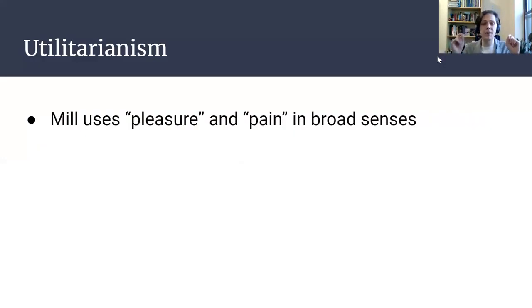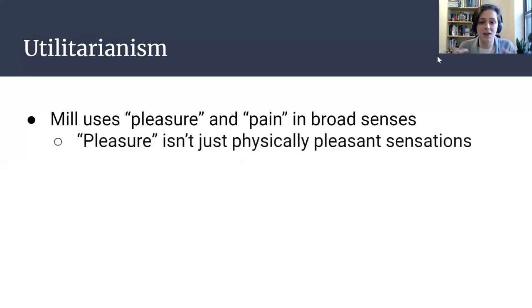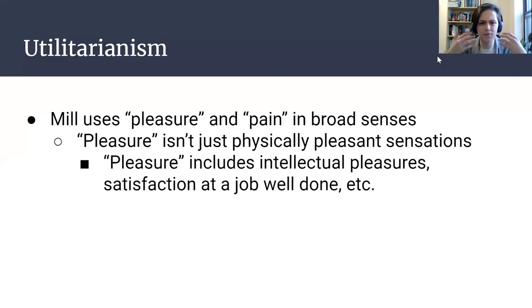And just to be clear, pleasure and pain here are very broad. Mill uses pleasure and pain in very broad senses. So it's not just physical sensations that Mill has in mind. We're not just talking about physical pain and physical pleasurable sensations. Like, the taste of sugar is a physical sensation that is pleasurable. But reading a good book, maybe that's not a physical sensation, but it is an intellectual pleasure. It is a pleasure to read a book that you enjoy reading. Satisfaction at a job well done. Maybe it's not a physical sensation, but it is a form of pleasure.